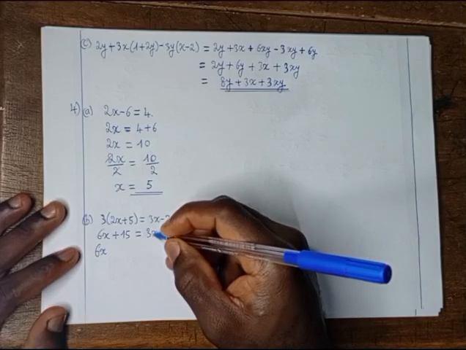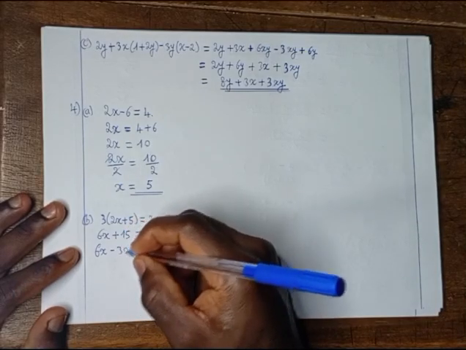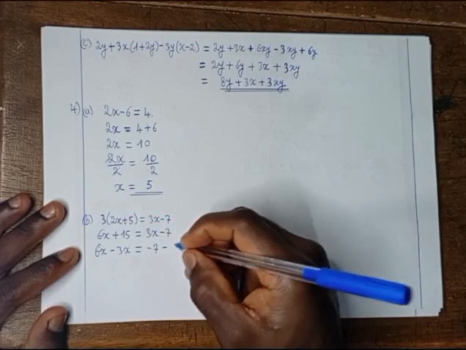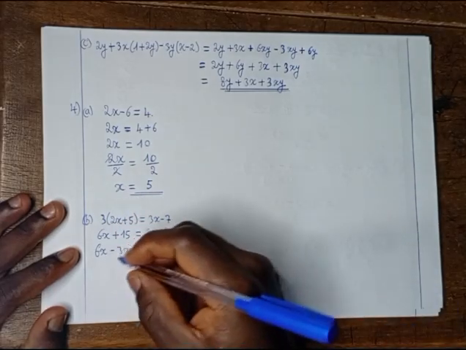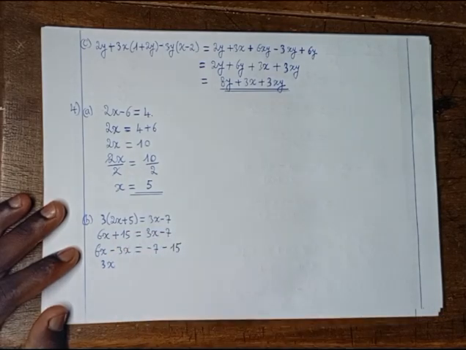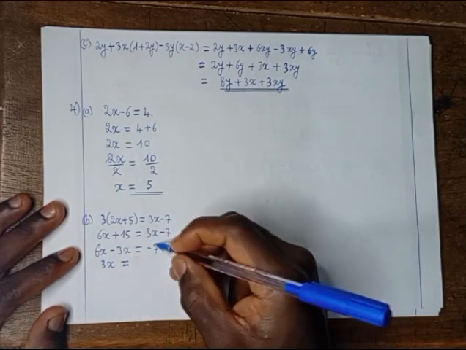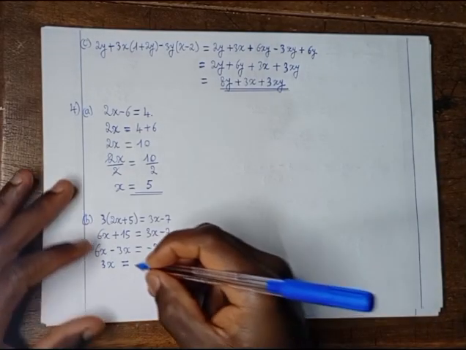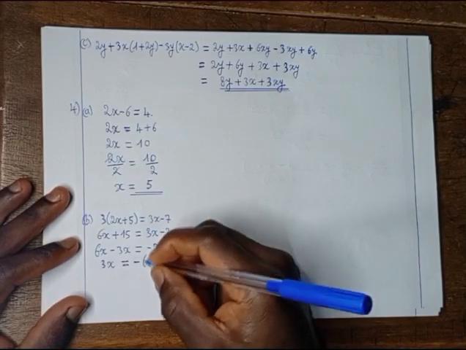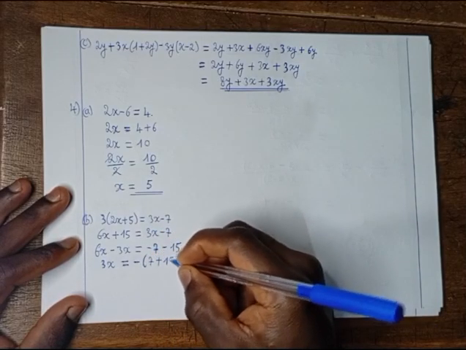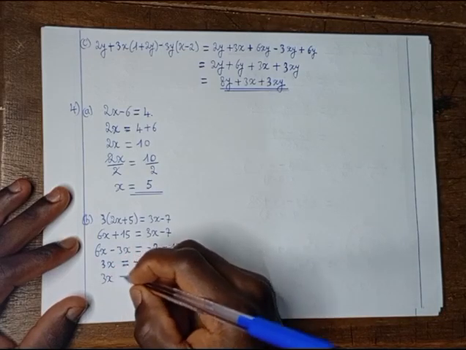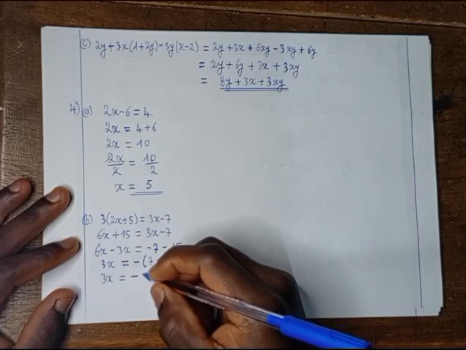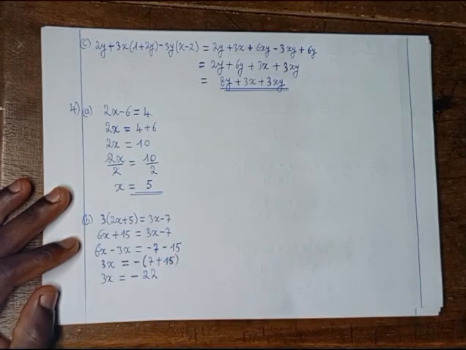This will give us 6x. When 3x crosses the equality sign, it becomes negative 3x. It will be equal to negative 7. When 15 crosses the equality sign, it becomes negative 15. This will give us 3x to be equal to negative 7 minus 15, which is simply the same as, we are going to factor out the negative sign. We add 7 plus 15. This will give us 3x to be equal to negative. We know 7 plus 15 is equal to 22. So this will give us negative 22.